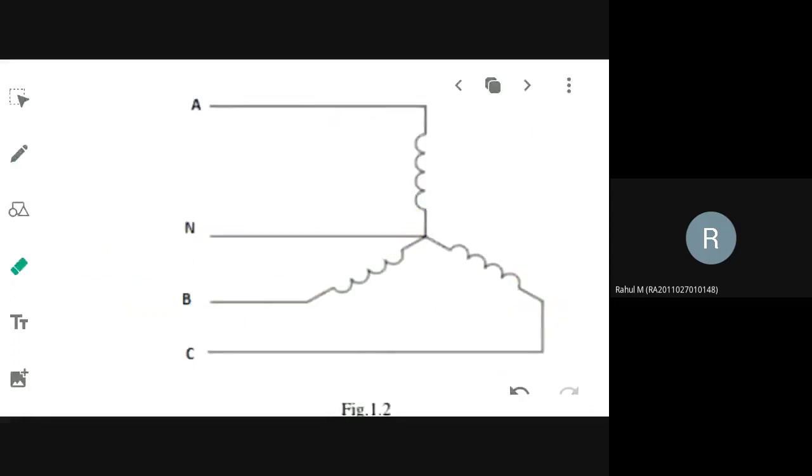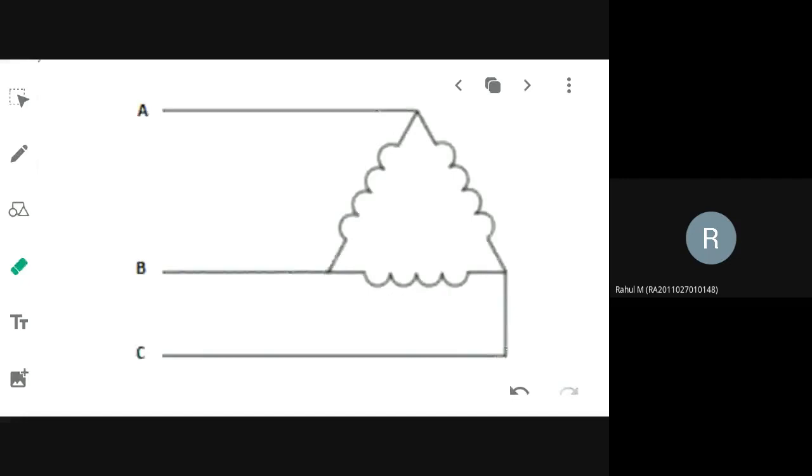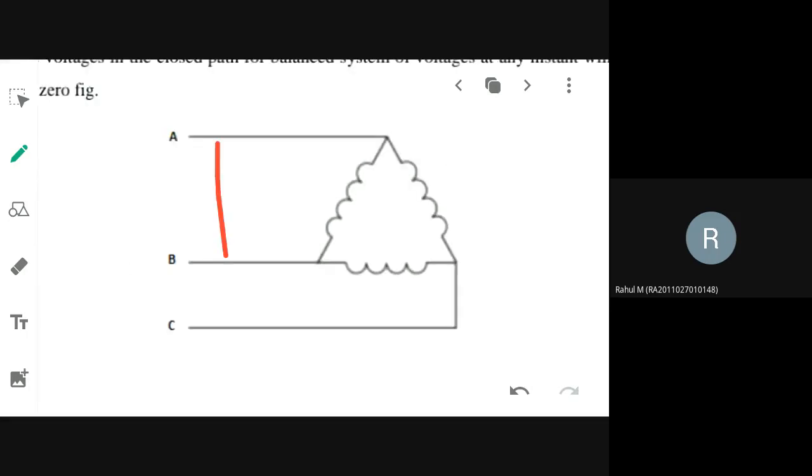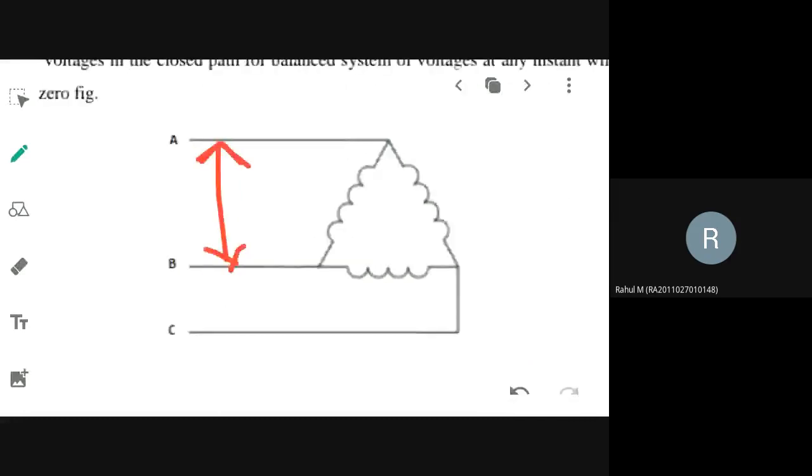Line current is equal to phase current for what case? Star connection. But when it comes to delta, what can you observe? Delta means this is my... How can I relate phase voltages and phase currents? That is the question.